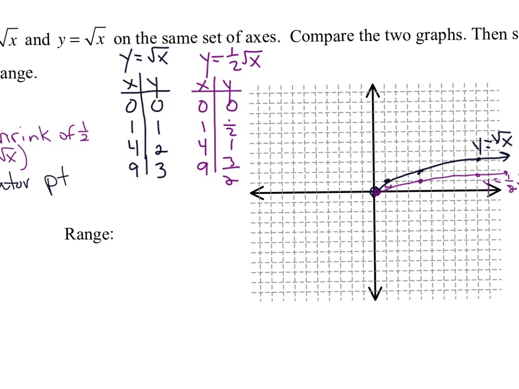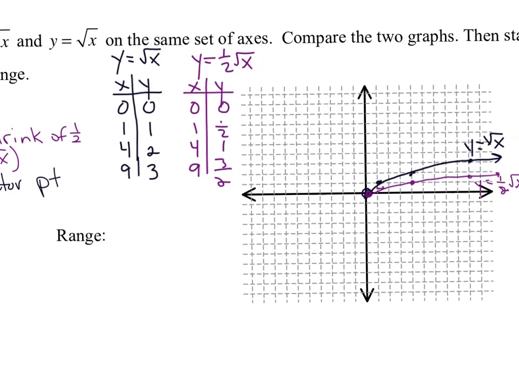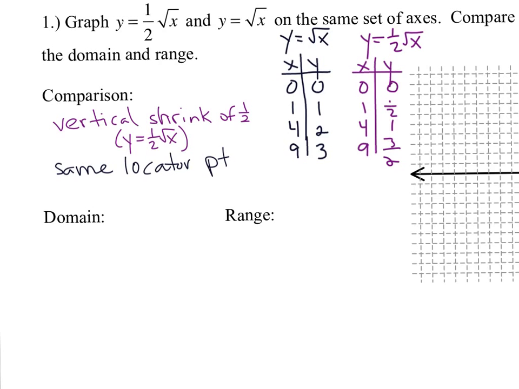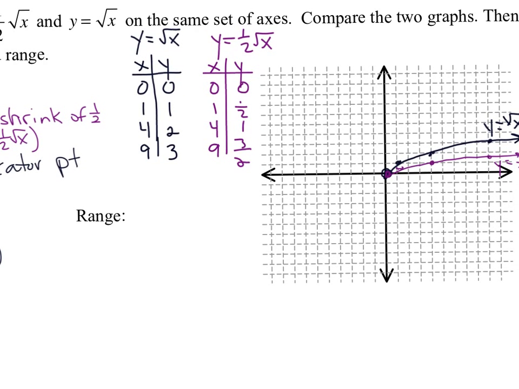And the domain, well, the domain for both of them is exactly the same. The furthest left point would be 0, and it includes 0. And then it goes to infinity. So we're going to include 0 and go to infinity. And then the range, the lowest point is also 0, and it's going to continue up. Again, very slowly it's going to continue up, but it will continue to go without a bound to infinity.